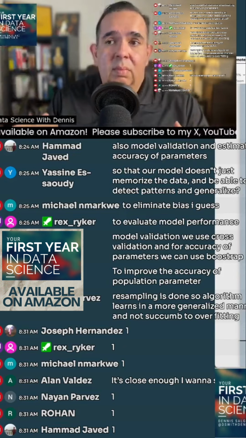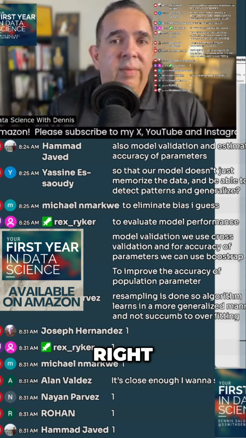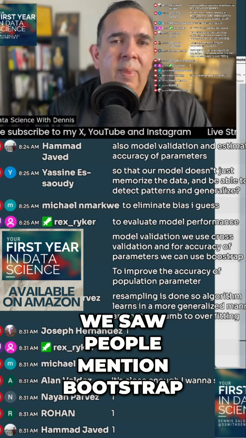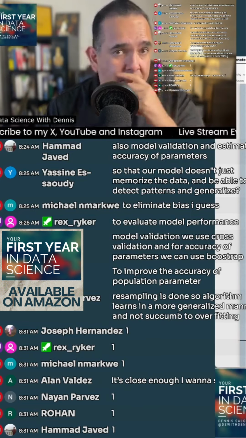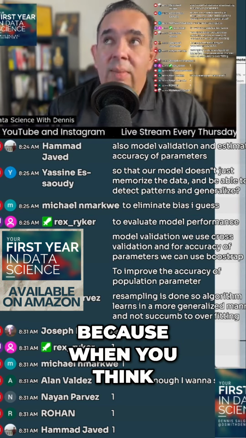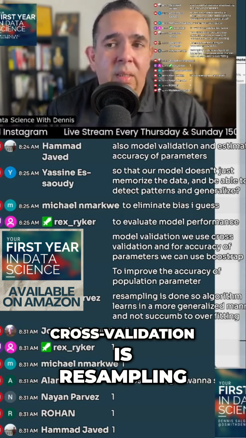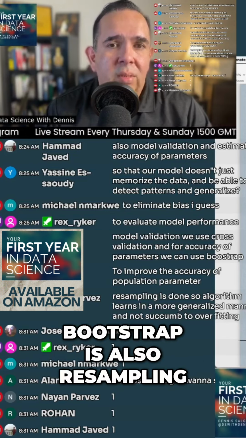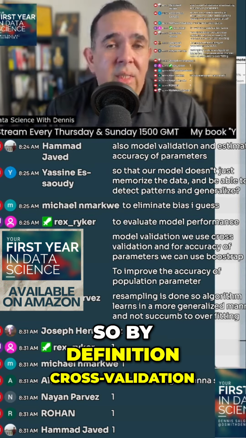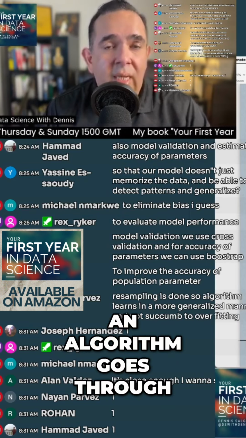So some of you mentioned some of these terms that are now up on the screen, right? We saw people mention cross-validation. We saw people mention bootstrap in the earlier conversation. So I don't want you to get confused in those, right? Because cross-validation is resampling. Bootstrap is also resampling. So by definition, cross-validation is the process that an algorithm goes through to learn.